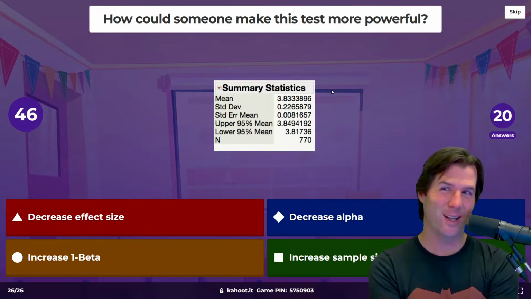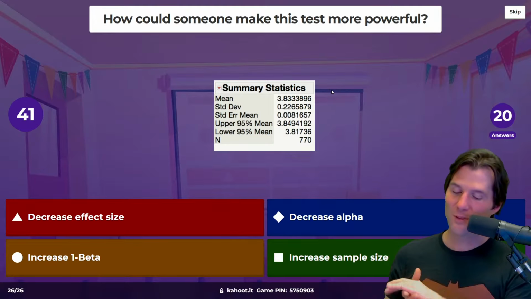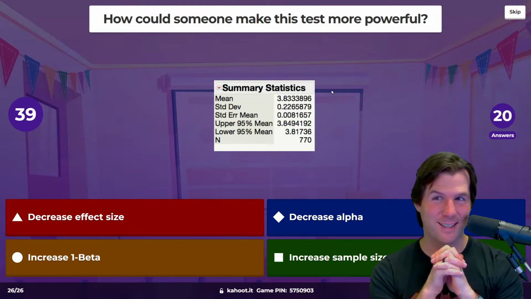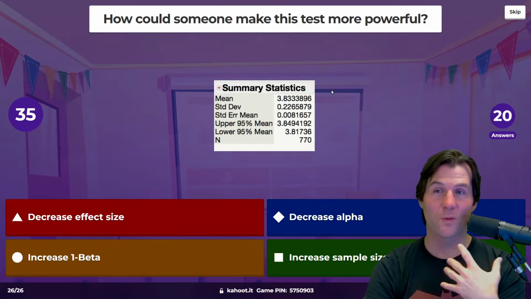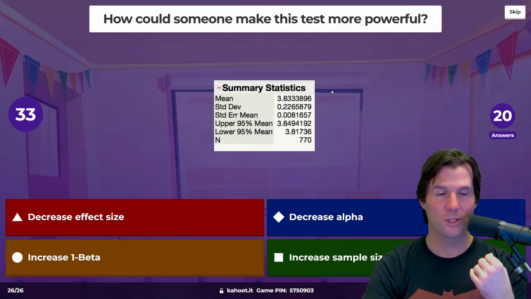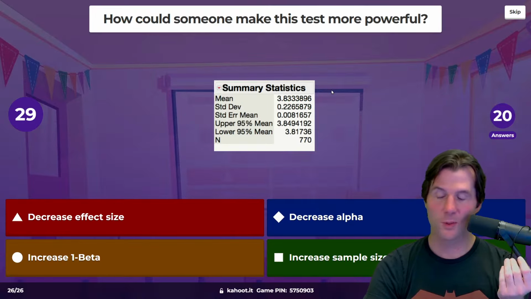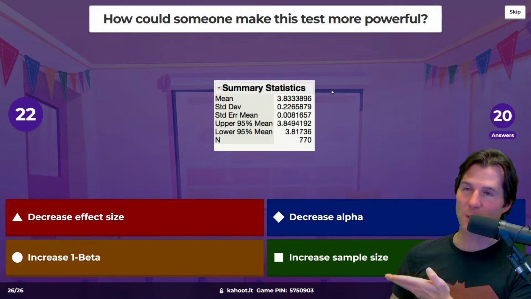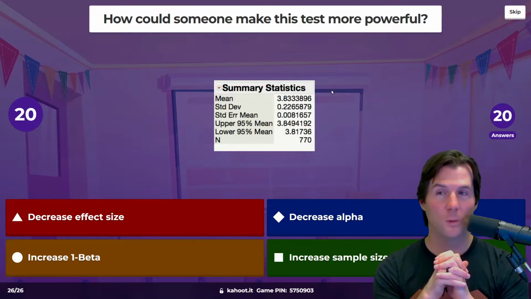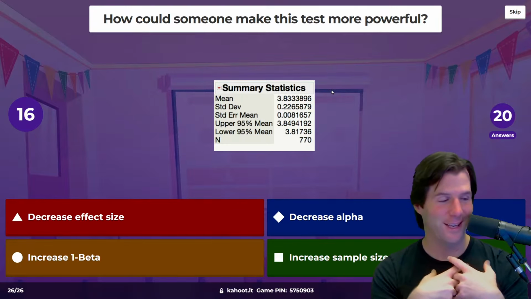With this also, how could someone make this test more powerful? The answer is pretty obvious. It kind of relates to the other ones. If you decrease alpha, you decrease the type 1 error rate. Type 1 errors are false positives, which would mean you're less likely to reject the null. You can't really increase 1 minus beta, which is power, and you can't really change the effect size. The most common way to make a test more powerful is to get a bigger sample, which means you're better able to find results if results exist. So, that's got it.